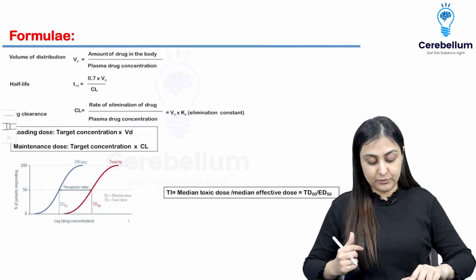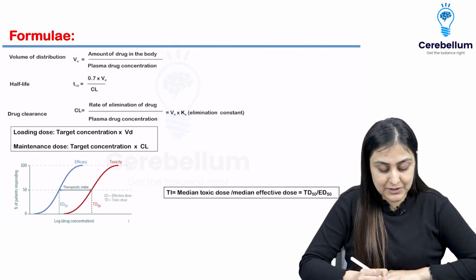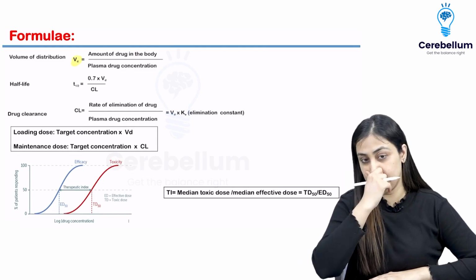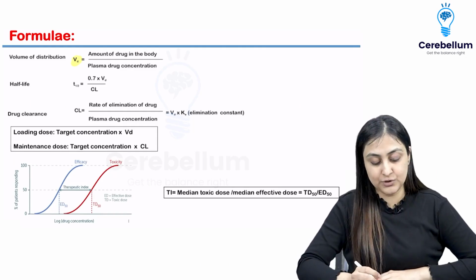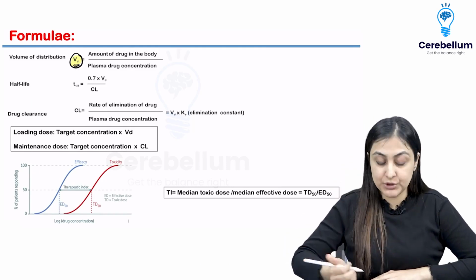Going on to a few formulae which could be asked, and you could get a few numericals which have also been tested in the past. So first of all, what is the volume of distribution? Again, as I keep saying, no need to memorize. Anytime they're testing the volume, it has to be the amount upon concentration, right?